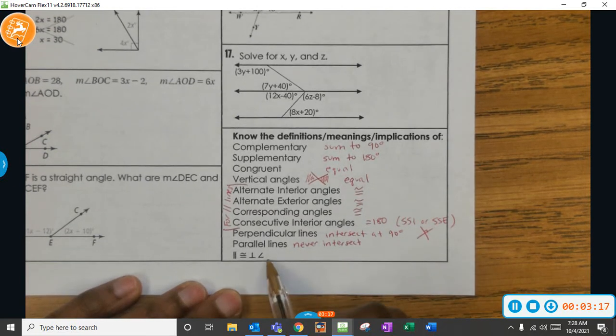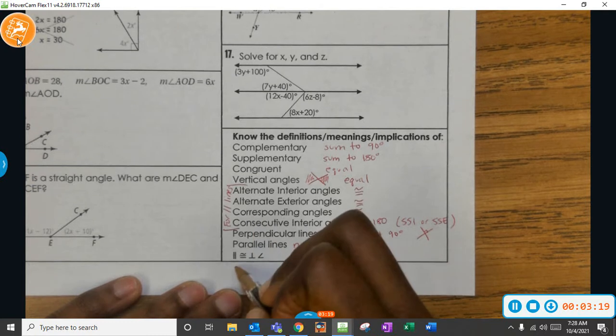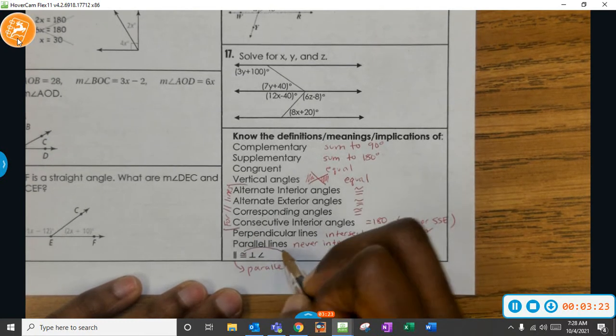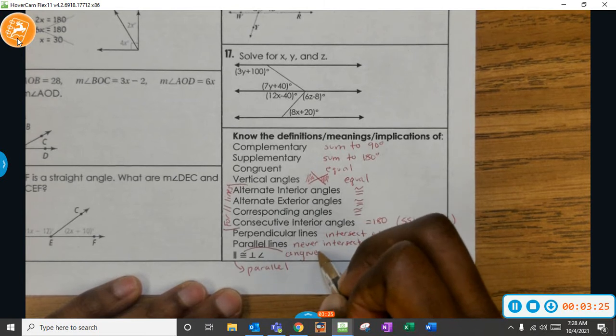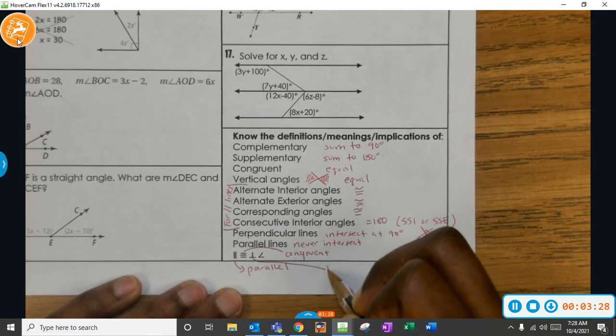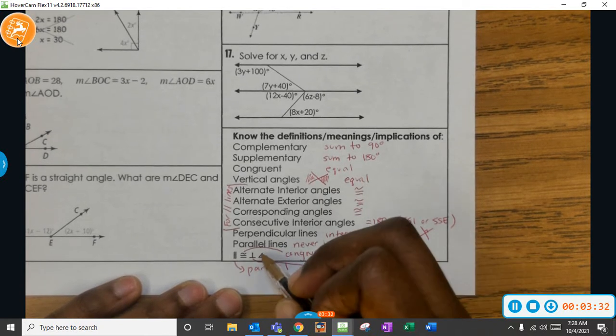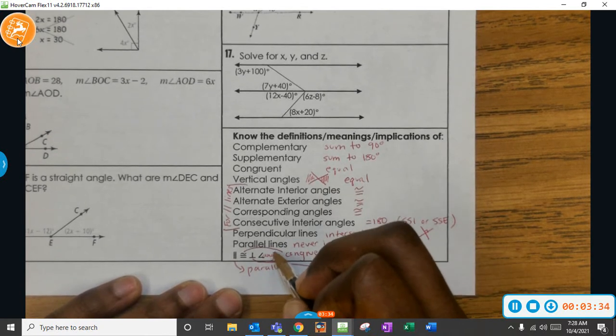And then our symbols. This first symbol is parallel. The second symbol is congruent. The third symbol is perpendicular. And the fourth symbol is for an angle. This is our angle symbol.